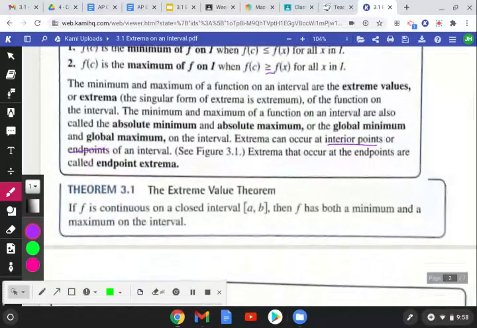There's also the extreme value theorem that says if your function is continuous, meaning if I trace it, my pencil doesn't have to pick up, on a closed interval, which means the endpoints are included and it doesn't go on forever, then it has to have both a max and a minimum on the interval.